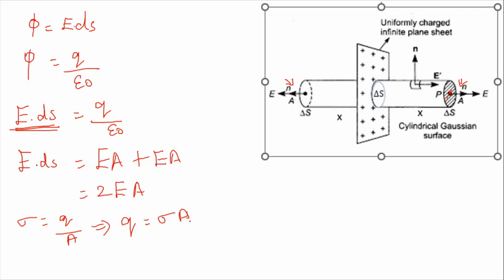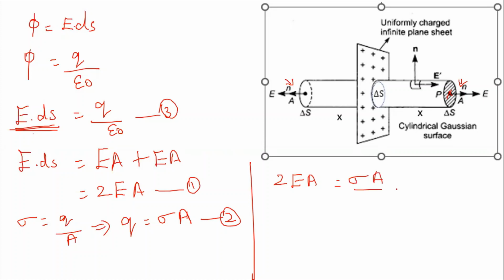Correct? Now substitute 1. We take this 1, this 2, and this 3. Substitute 1 and 2 in 3. So what will you get? E dot ds, you will substitute as 2EA. And instead of Q, you will substitute sigma A by epsilon naught. So A and A will get cancelled and you will get E as sigma by 2 epsilon naught.